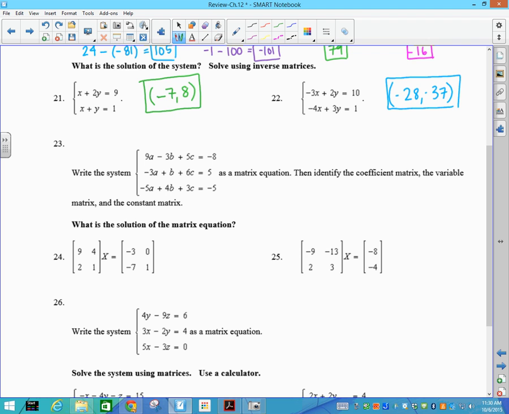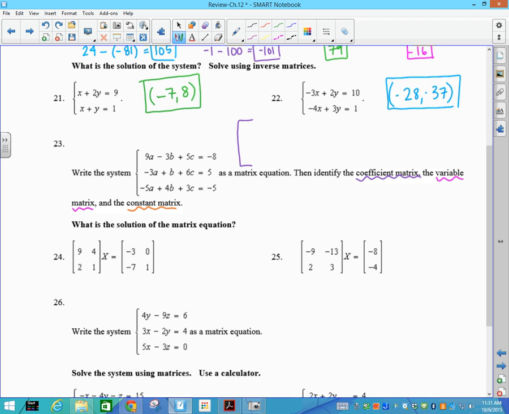Okay, so now write the system as a matrix equation and identify the coefficient matrix. So I'm going to write the coefficient matrix in purple. I'm going to write the variable matrix in pink, and I'm going to write the constant matrix in orange. So what does that look like?